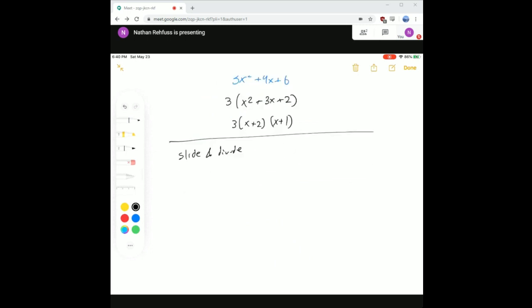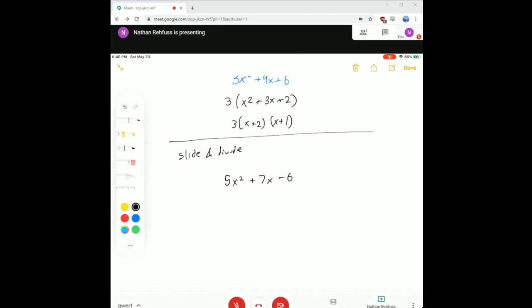Let's say I have 5x squared plus 7x minus 6. Oh, tell you what, let's break this video into 2 parts here. I'll show you slide and divide in just a minute.